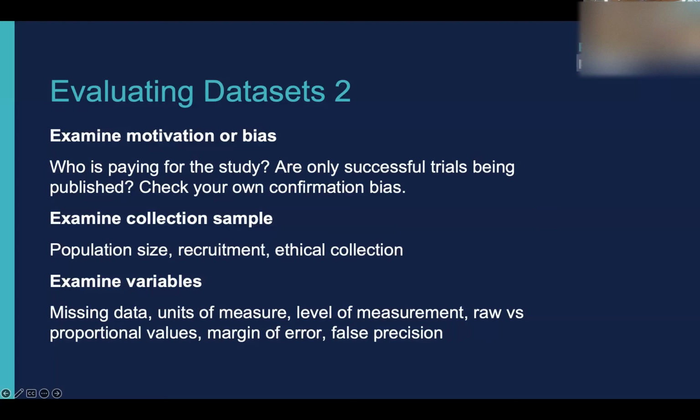And look at the variables. Is there too much missing data? Do they explain the units of measure? The last thing you want to do is find out that they're using kilometers and you're using miles and everything is chaos. What level of measurement are they using? Are they using raw proportional values? Understand their margin of error, and understand false precision.